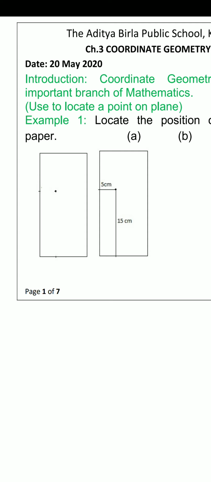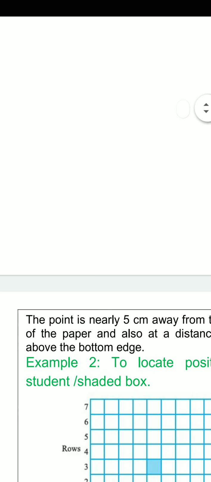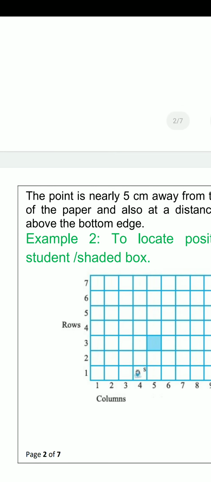So what we can say, it is 5 comma 15 centimeter, 5 from the longer edge and 15 from the shorter edge. Or we can say 15 centimeter comma 5 centimeter, 15 centimeter from the shorter edge and 5 centimeter from the longer edge. In this way we can locate the position. Now see example number 2.